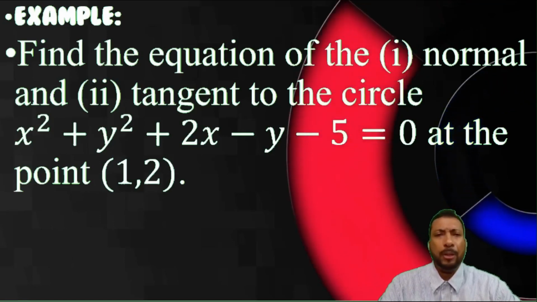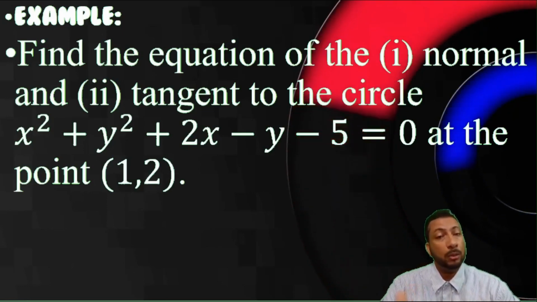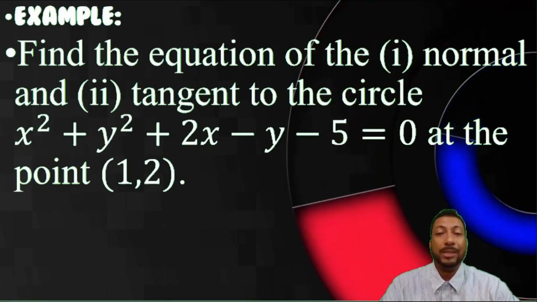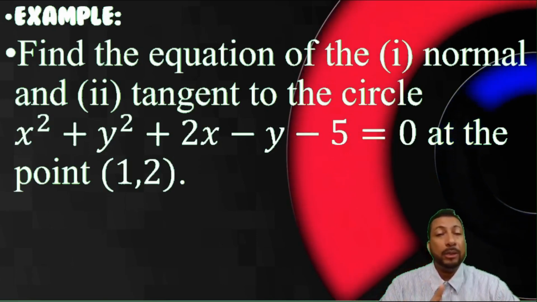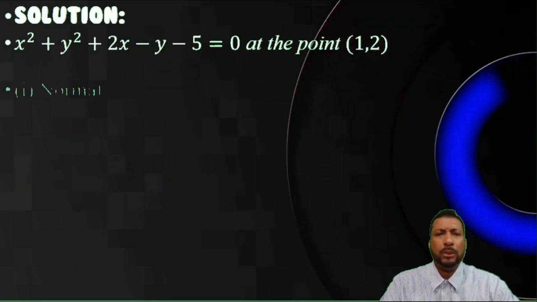Let's get into an example now. Let's say we're to find the equation of 1, the normal, and 2, the tangent to the circle x squared plus y squared plus 2x minus y minus 5 equals 0 at the point (1, 2). So, how do we go about doing this?